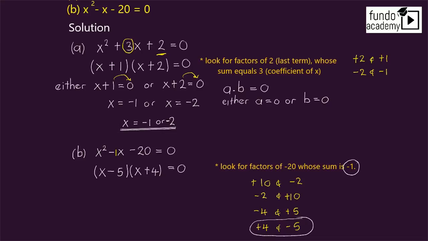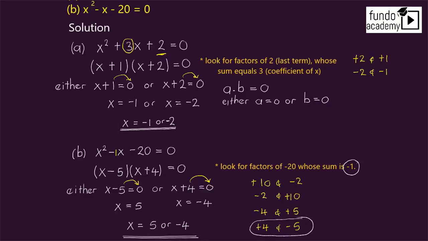And since we now have the product of x minus 5 and x plus 4 giving us 0, what that means is that either x minus 5 is equal to 0, or x plus 4 is equal to 0. If we solve these equations, here we shift 5 to the right hand side, and here 4 to the other side. So we'll have x being equal to 5, or x being equal to -4, and those are our values of x. X is equal to 5 or -4.